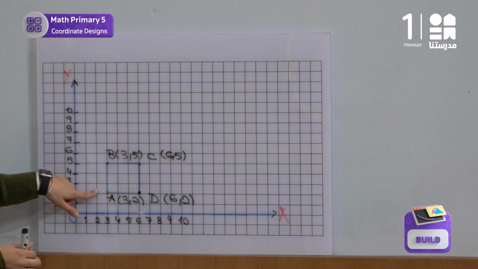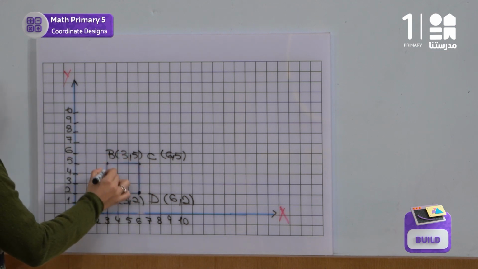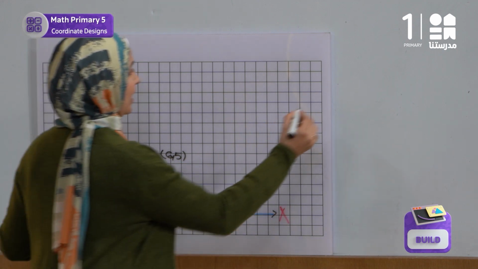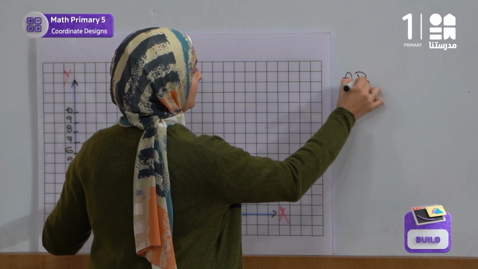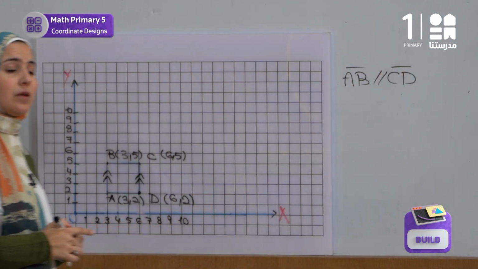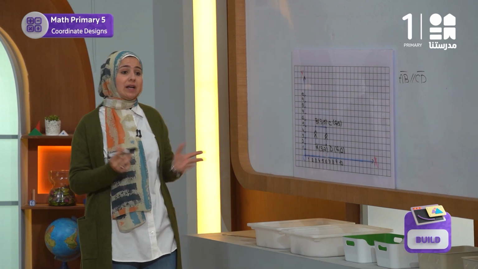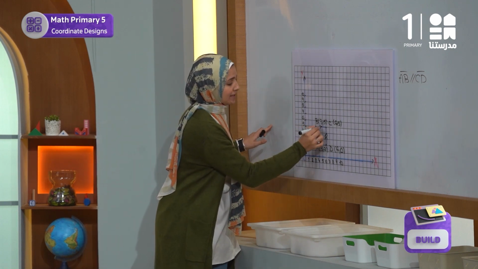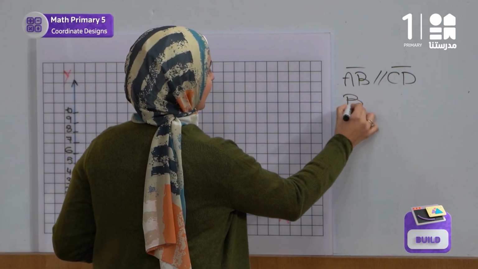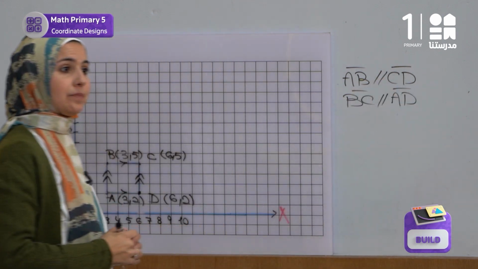Let's check. AB is parallel to CD. So these two are parallel like that. Let's write them together. So we have here AB is parallel to CD. Now, what else is parallel? BC is also parallel to AD. So BC is parallel to AD. Let's write it together. BC is parallel to AD.